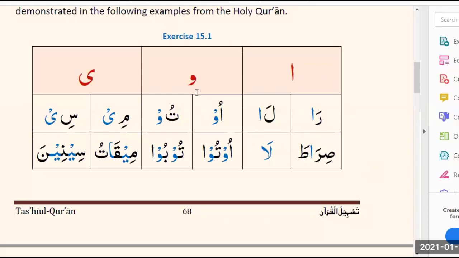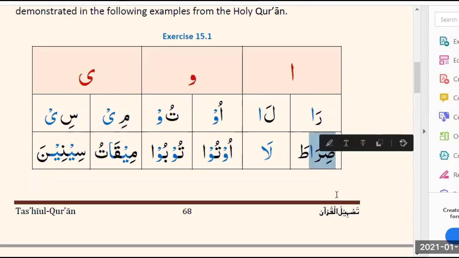Alif, Waw, Ya, Ra, La, U, Tu, Mi, Si, Sirato, La, U. Second, if this Ma has a fatha on it, will you still elongate that sound or not? Then you read Ma. Yes. Then it will become a huruful leen. We haven't done it yet, but that's the difference.